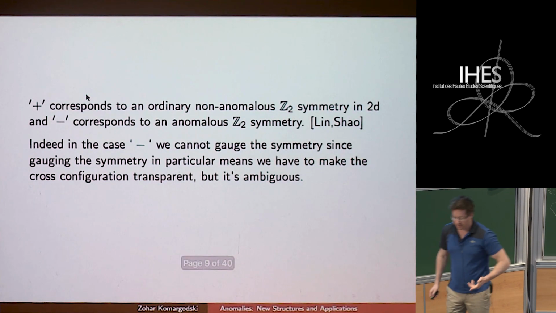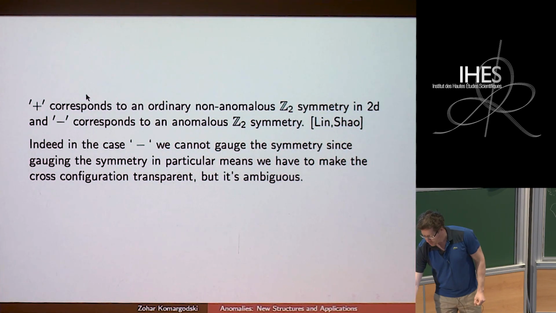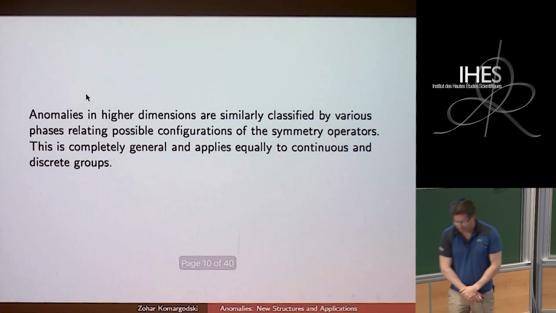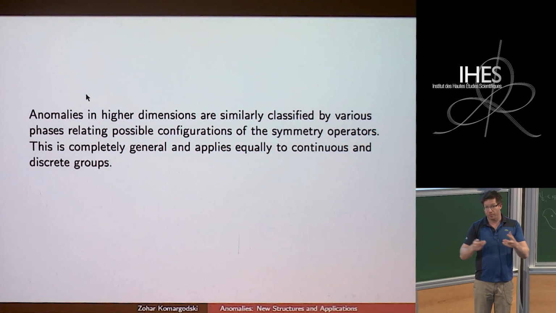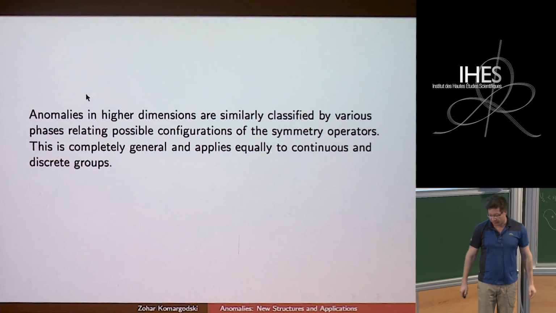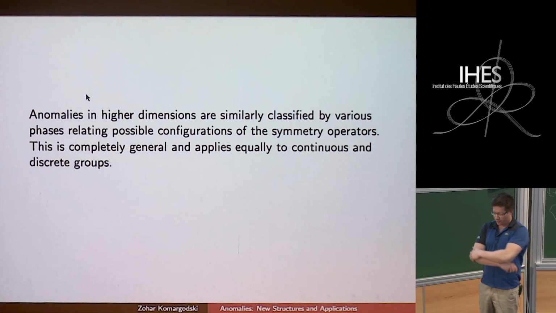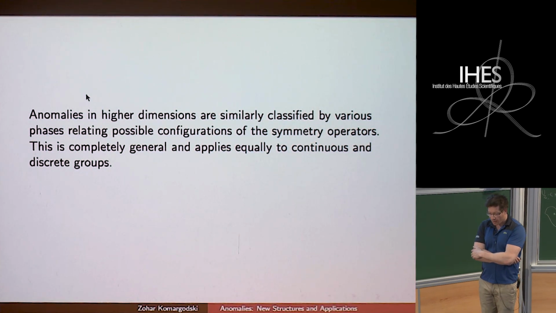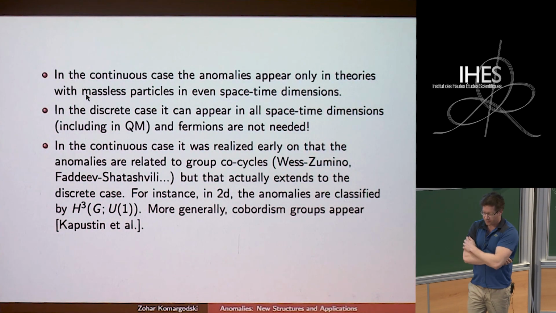So a minus sign is like the statement that you cannot gauge the symmetry. Or more precisely, gauging is ambiguous. So we see that in 2 dimensions, we have a somewhat nice understanding of what an anomaly means in terms of these topological surfaces. In higher dimensions, there is no well-developed mathematical framework yet. But I'll talk more about it.